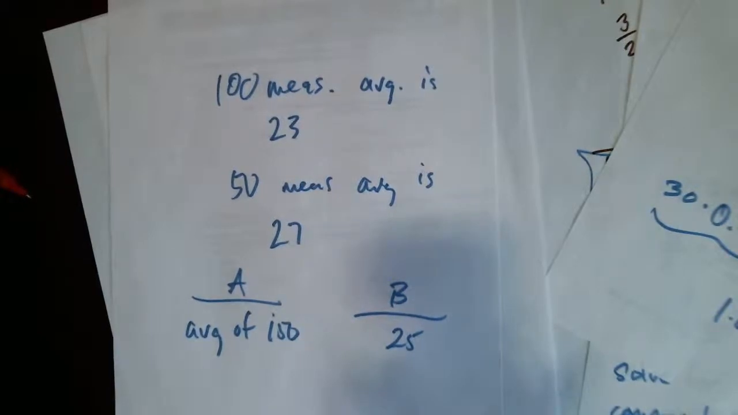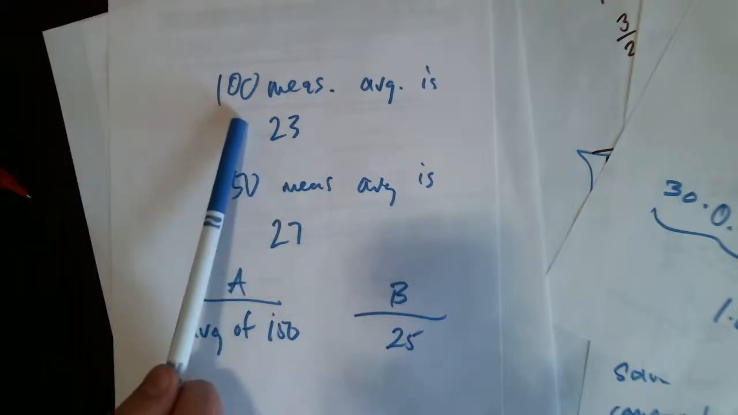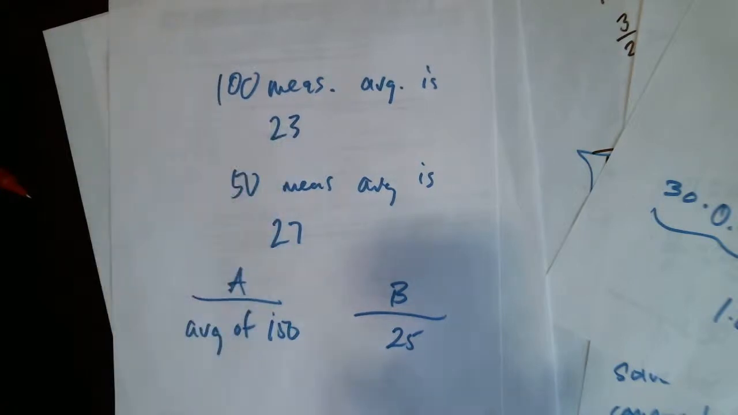Let's say your goal is an average of 25. You want to score an average of 25 on your test. And you've taken 100 tests and you average 23. What do you need to do to bring your average up to a 25? You need to score higher.